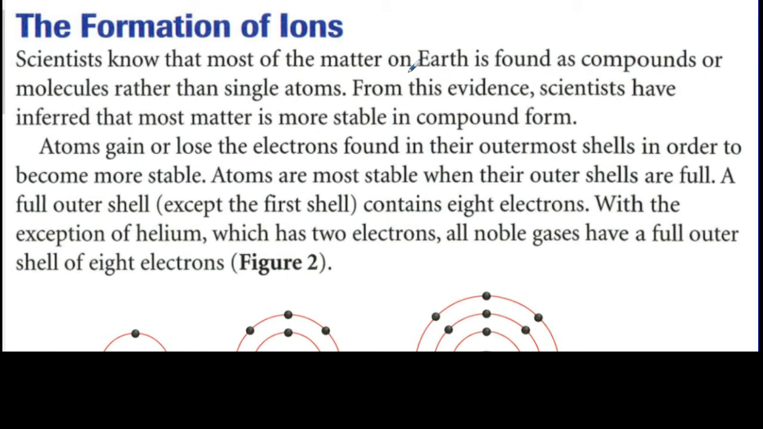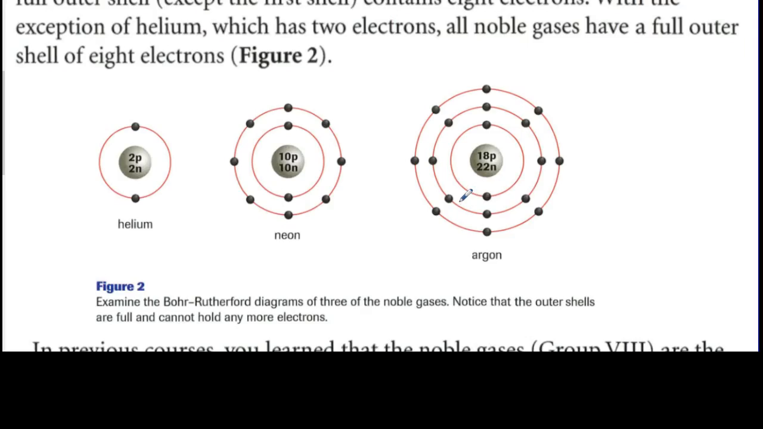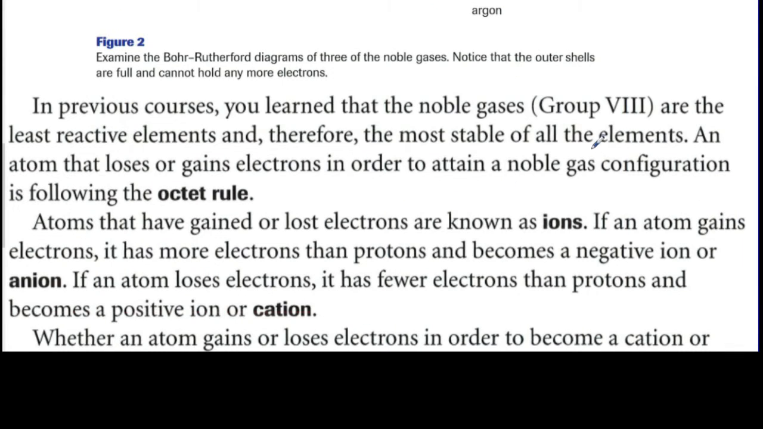Formation of an ion. So, scientists know that most of the matter on Earth is found as compounds or molecules rather than single atoms. From this evidence, scientists have inferred that valence electrons play a role. So, when it has a full 8 or full outer ring, it's called the octet rule.